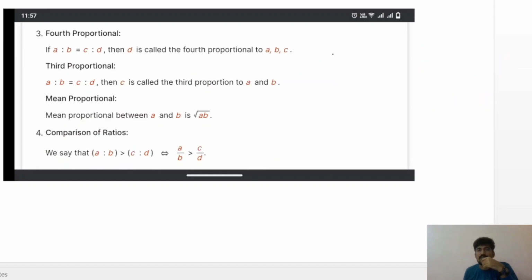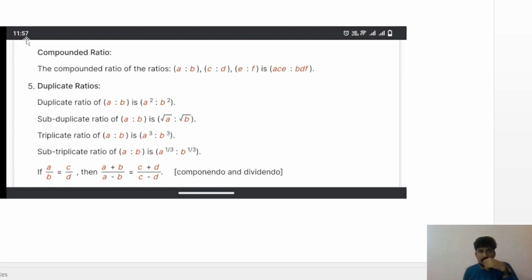When they are in proportion, to find out the fourth proportional, there is a formula: D equals BC by A. To find out the third proportional C, we have the formula B square by A. To find out the mean proportional for A comma B, we have the formula square root of A into B. We have some formulas here.